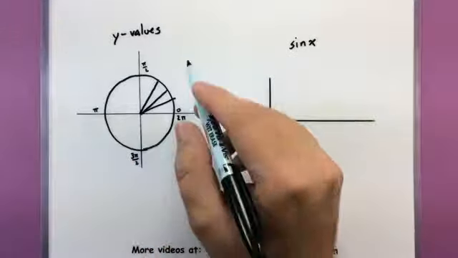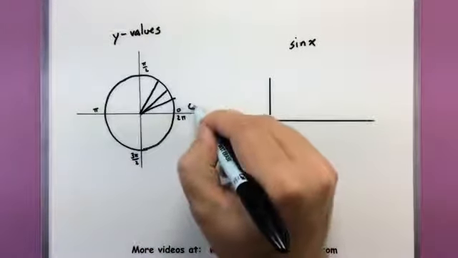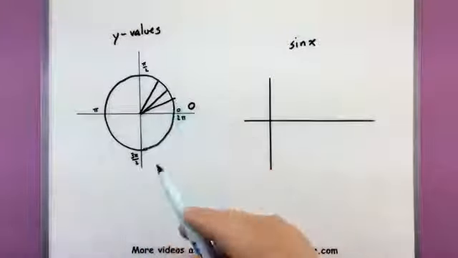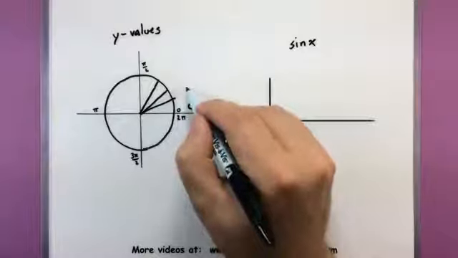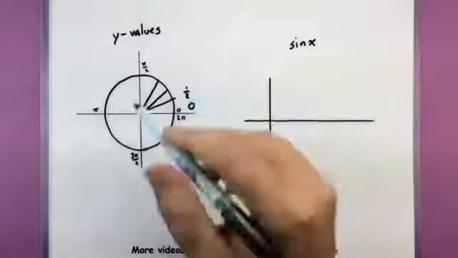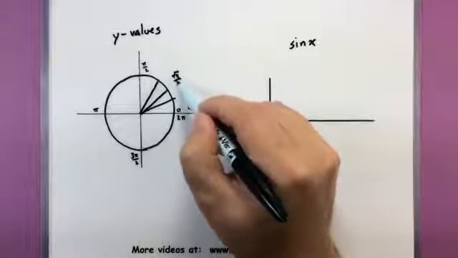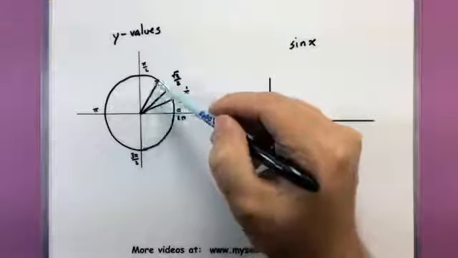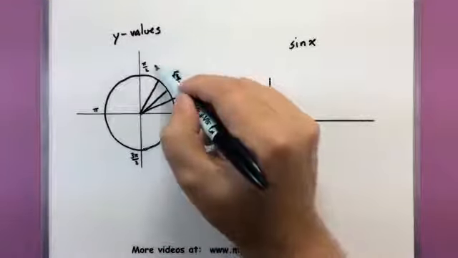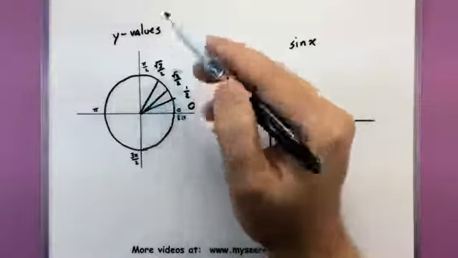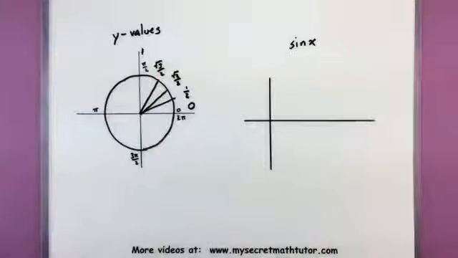When we're at an angle of 0, the y value would simply be 0. When we're at pi over 6, that's our first major angle there, we'd be at 1/2 for our y value. For pi over 4, I have square root of 2 over 2. And for pi over 3, looks like we're at square root of 3 over 2. And finally, straight up and down at pi over 2, we have a value of 1.